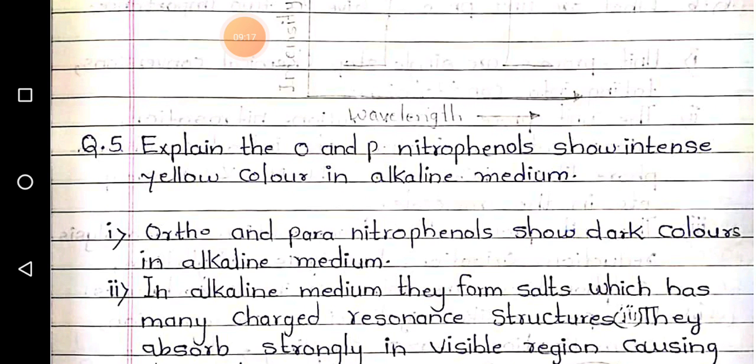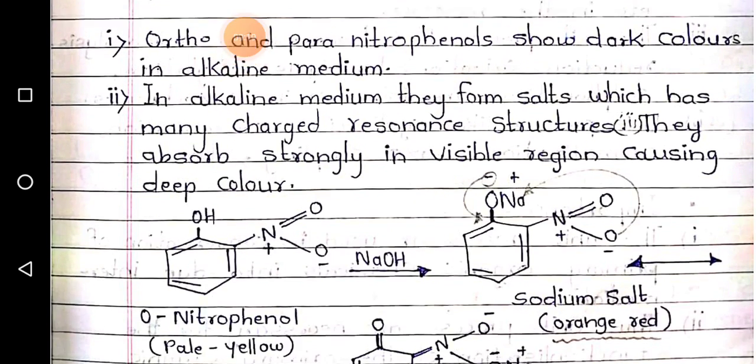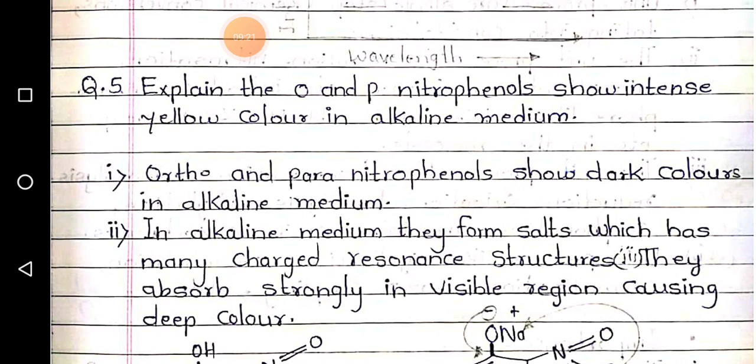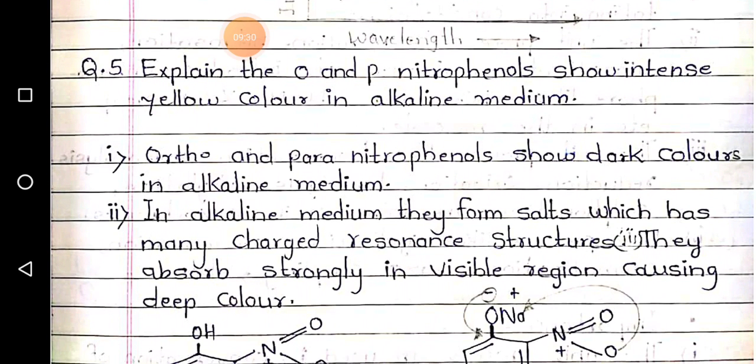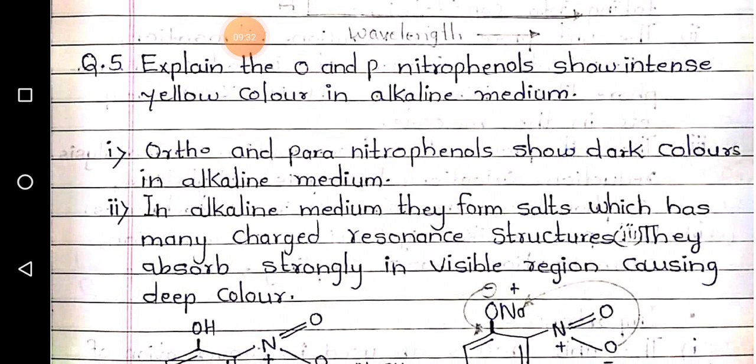So the next question: explain why ortho and para nitrophenols show an intense yellow color in alkaline medium. Intense yellow color means that a compound in general shows some faint color.